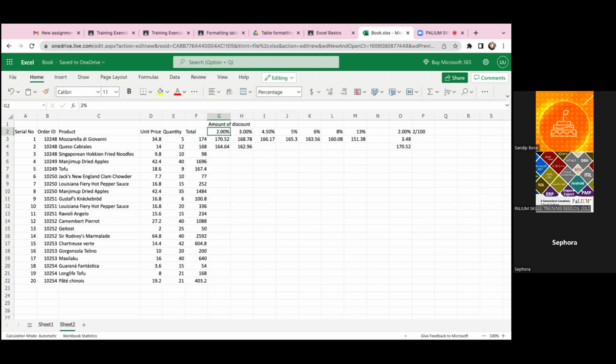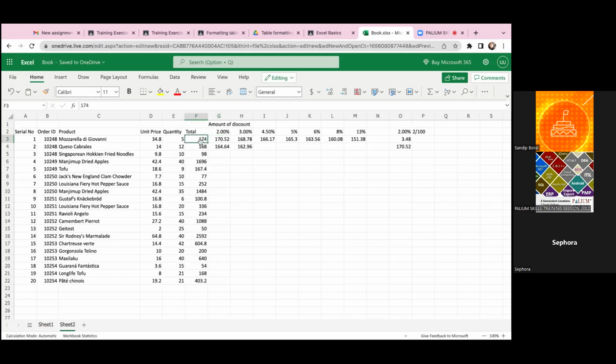Sandeep, is this clear? No, sir, this is not clear. Even I am so confused. Sir, first of all, why do I have to put dollar sign in the 174? That is what I explained in the beginning.